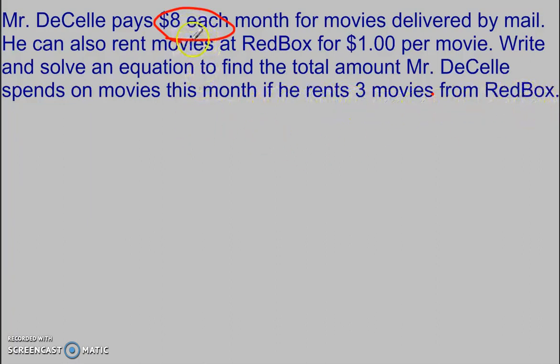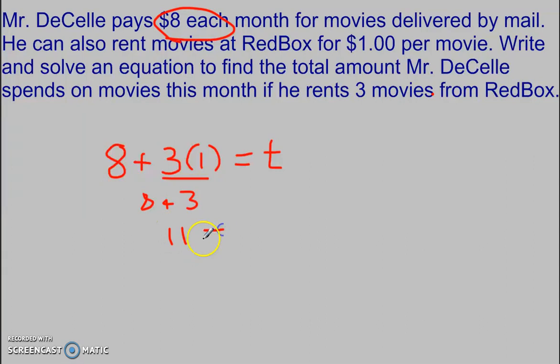Well, we know that he already has a subscription. He's going to pay $8, doesn't matter how many movies he rents. Plus, if he rents movies from Redbox, 3 movies times the $1. And that equals the total amount. 3 times 1 is 3, plus 8 gives us $11. The total amount is $11.